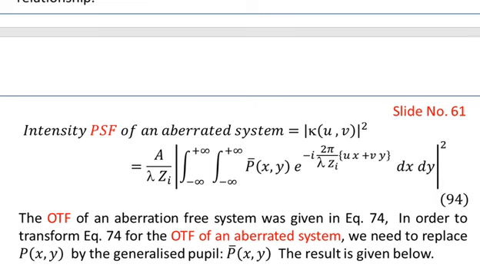And this is what we have shown in equation number 94 by including P bar as a function of x, y. Whenever P bar occurs in an equation, it means that we are considering the aberrations in that system also. As shown in equation number 94, we have included P bar within the integral. So this is the same kappa as we have used earlier, but it is kappa with P bar, not with P.